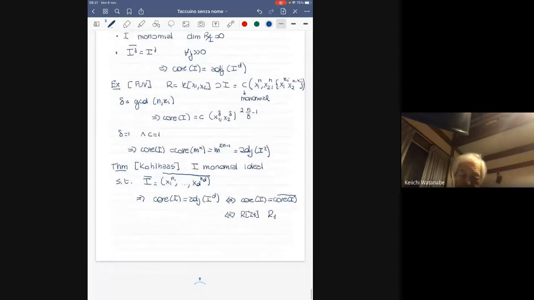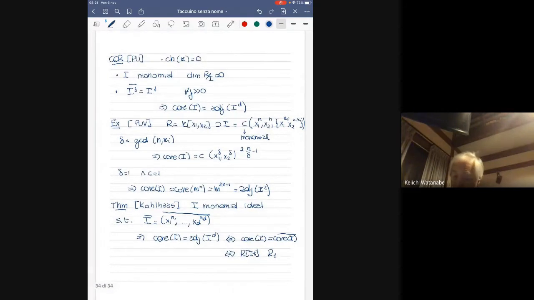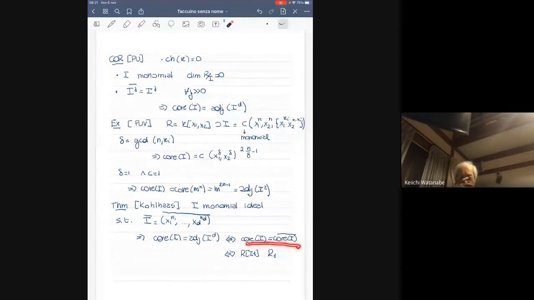And actually, to prove this, which is quite hard, she uses a symmetry on the core. I'm not going to talk so much about it. What I want to talk a little bit about is the fact that, you see, this one is clearly needed for having the core equal the adjoint.